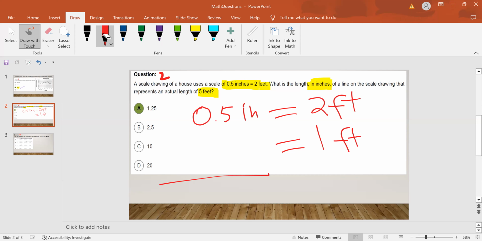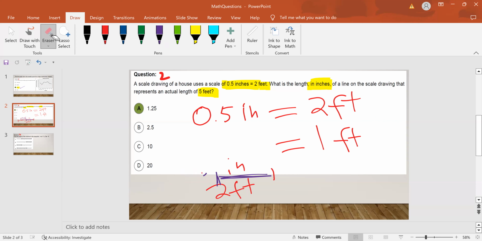So it's like we have this nice segment, and they say, oh, you know what, this is 2 feet. And they say, oh, you know what, this is the same as 0.5 inches. And you want to know how many inches 1 foot will be. Okay, so how to get 1 foot from 2 feet? If you want to divide it, you cut it in half. So that means you're going to cut or divide this 0.5 inches also in half. So what is 0.5 divided by 2?